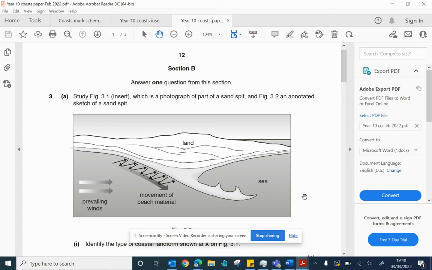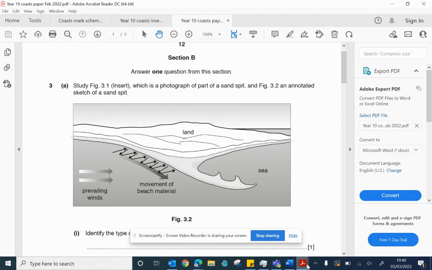Hi everyone, so this screencast is to help you learn how to answer questions on the recent COAST test you've just done. So we'll kick off with question 3A, study figure 3.1 insert, which is a photograph of a part of a sand spit, and figure 3.2, an annotated sketch of a sand spit.